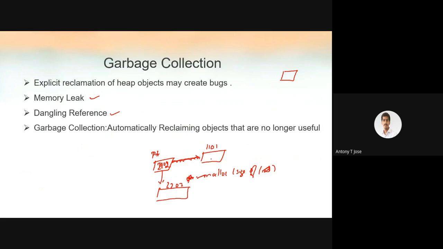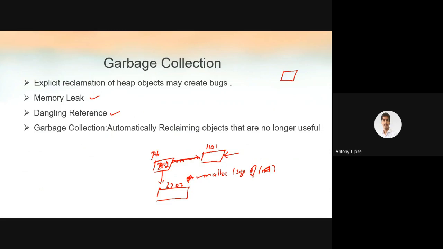Here the object at 1101, the memory space 1101, is allocated and could be used, but it cannot be used since no pointer points to that memory location. So that is called memory leak, the reverse of dangling reference. In dangling reference, the object doesn't exist but the reference exists. In memory leak, the object exists, but there is no reference to it, so the space cannot be used.